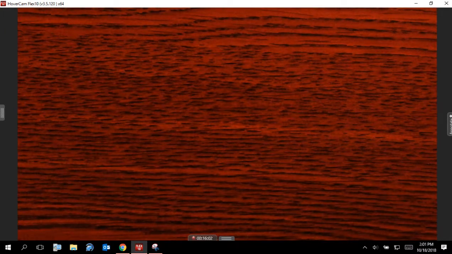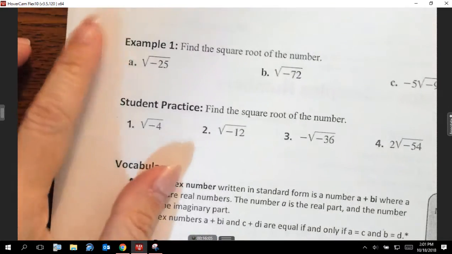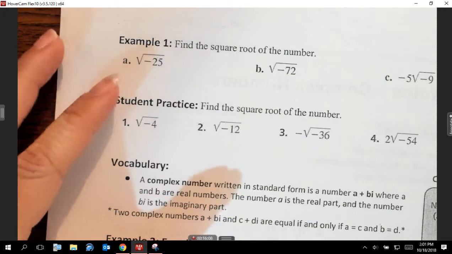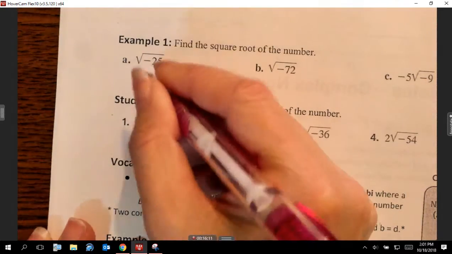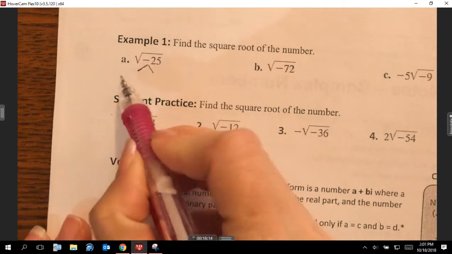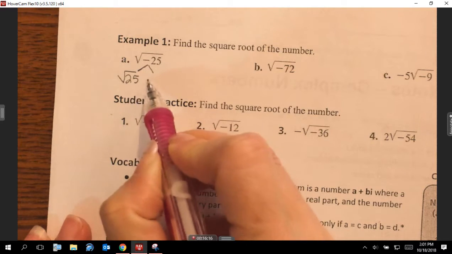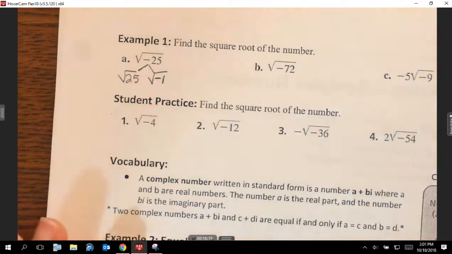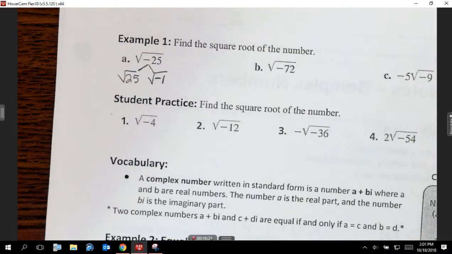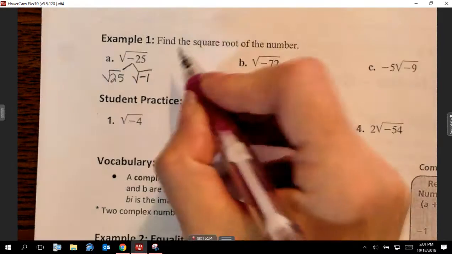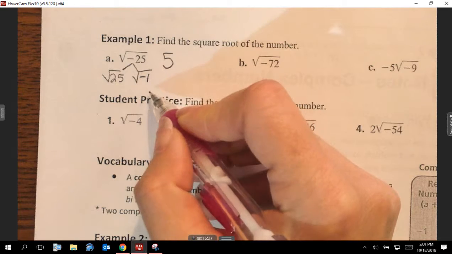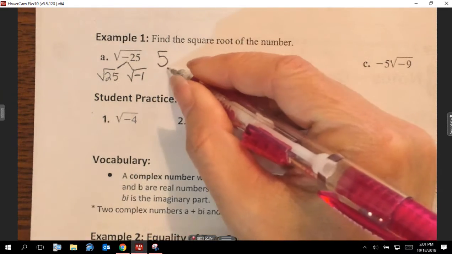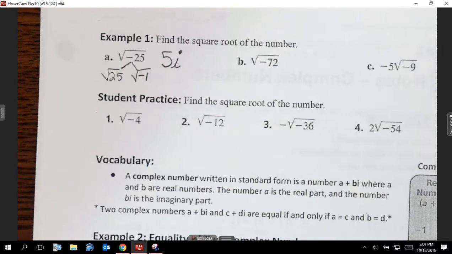So now flip it over. To the top, example 1. The square root of negative 25. I'm going to break that down to square root of 25 times the square root of negative 1. What's the square root of 25? Okay. What is the square root of negative 1? i. So the square root of negative 25 is 5i. 5 times i.